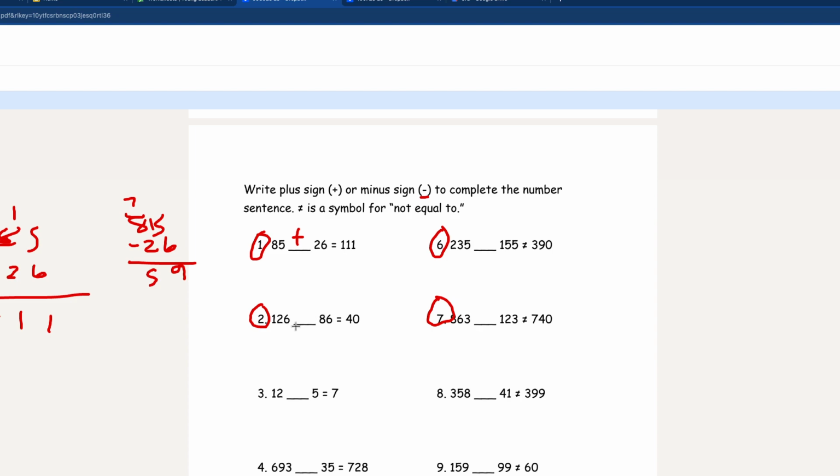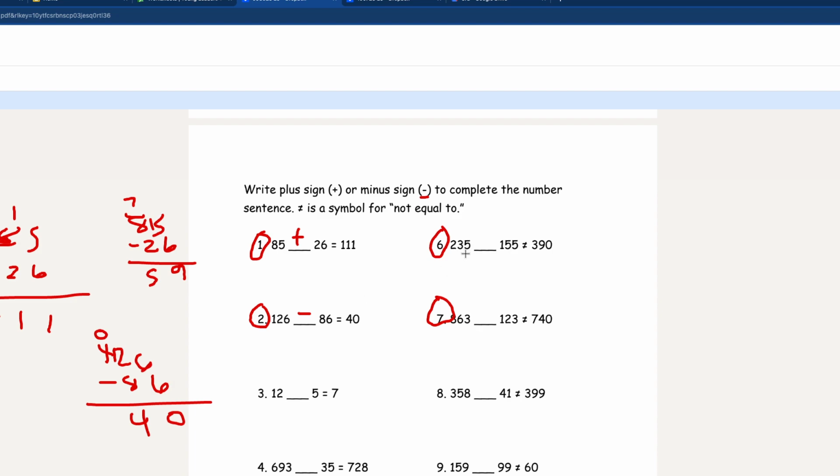Number 2, 126 blank 86 equals 40. So we're gonna try minus. So 126 minus 86. So 6 minus 6 is 0. 12. Cross that off. So 12 minus 8 is 4. So 40 is gonna be your answer. So minus is gonna be the answer for this problem.